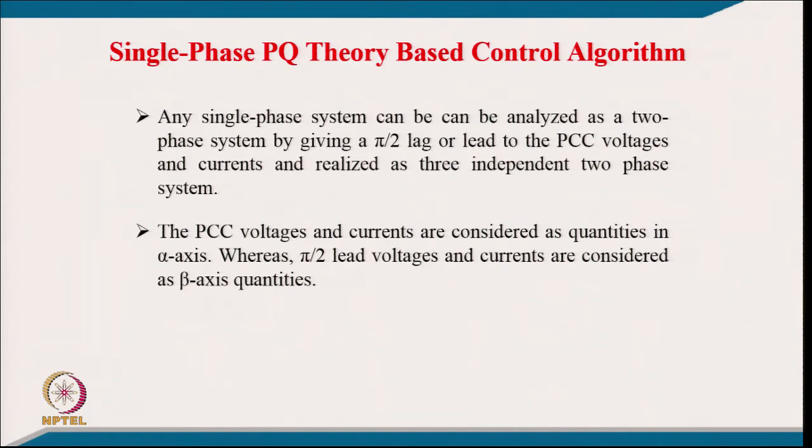So, we can say that any single phase system can be analyzed as a two phase system by giving a pi by 2 lag or lead to the PCC voltage of that particular phase and current, and realized as three independent two phase systems. The PCC voltage and current are considered as quantities in the alpha axis, where the pi by 2 lead voltage and current are considered as the beta axis. So, for each phase of the three phase system, we consider the alpha component as the original component and the beta as the component phase shifted by a pi by 2 lead angle.